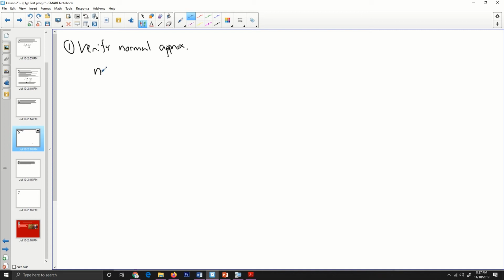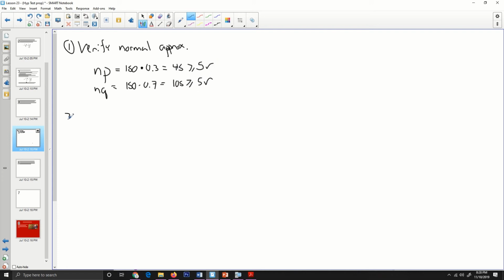All right, so I need np. Now, n was 150. In this case, p is 0.3. If I do that calculation, I get 45, which is clearly greater than or equal to 5. And then if I go nq, I'll get 150 times 0.7. Since 0.7 is bigger than 0.3, clearly our value is going to be bigger. When I do that calculation, I do get 105. And again, both of these are going to be greater than 5.